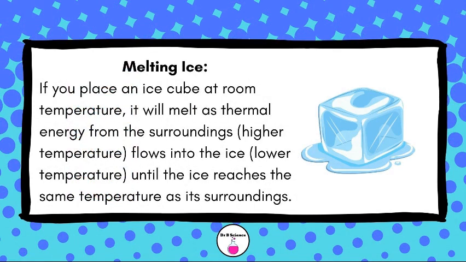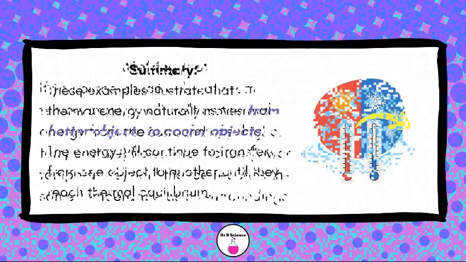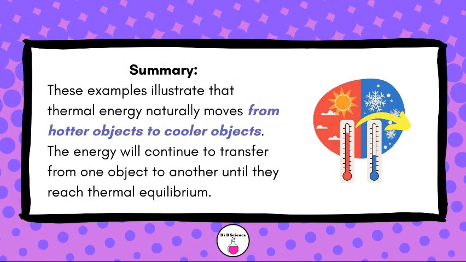Melting ice. If you place an ice cube at room temperature, it will melt as thermal energy from the surroundings, higher temperature, flows into the ice, lower temperature, until the ice reaches the same temperature as its surroundings. In summary, these examples illustrate that thermal energy naturally moves from hotter objects to cooler objects. The energy will continue to transfer from one object to another until thermal equilibrium is reached.